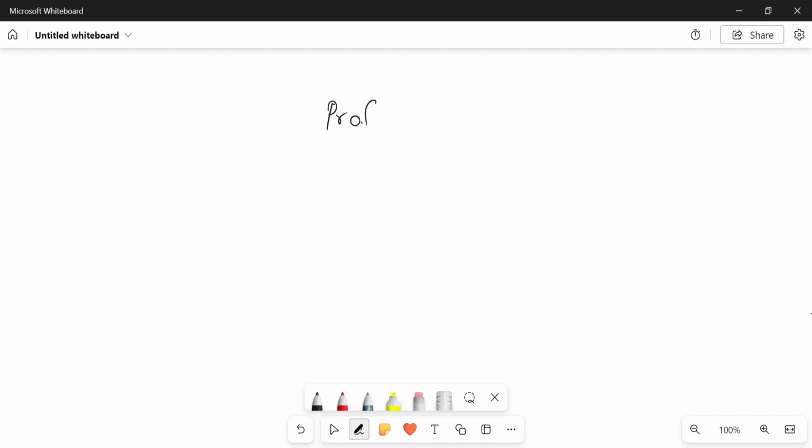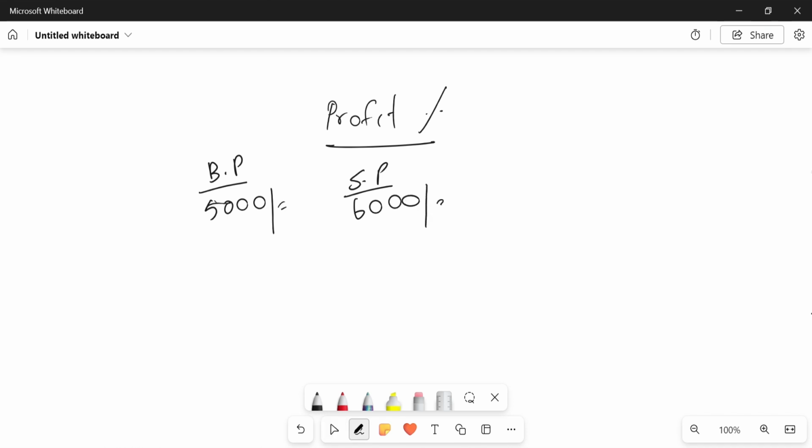Right, now let's see profit percentage. We know what is profit. When you buy something for say 5,000 rupees, this is the bought price, we call BP, bought price 5,000, and the selling price is 6,000. So when you buy something for 5,000 and you sell the same thing for 6,000 rupees, we know the profit is 1,000 rupees.